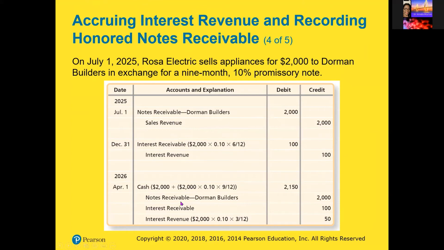On April 1st, you have cash plus the $2,000 times the interest rate times 9/12. The debit of $2,150, that's when you receive the money. Notes receivable is credited, interest receivable is credited, and interest revenue is credited.